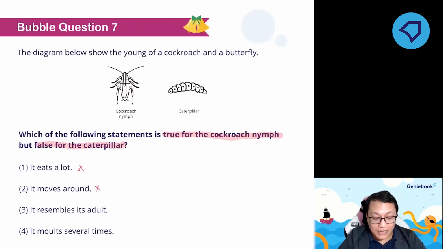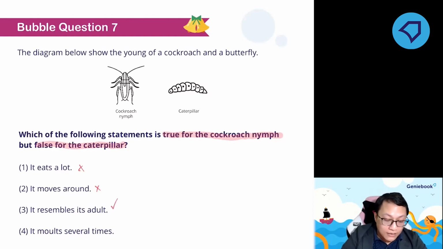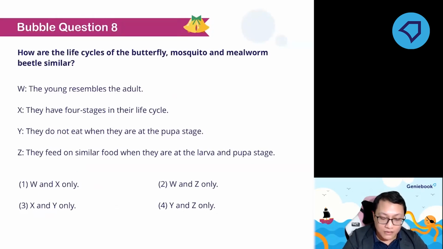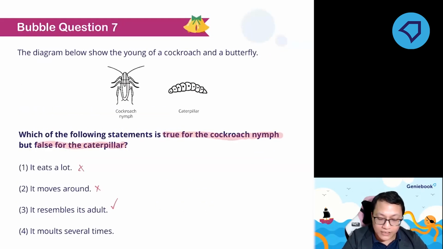It resembles the adult. Is it true for the nymph? Yes, it is true for the nymph. But is it true for the larva? No. So that's why option 3 satisfies the condition. Yeah. That's why the answer is number 3. So, any question? Okay, so for number 8. Oh wait, I think, yeah, so the answer is number 3.